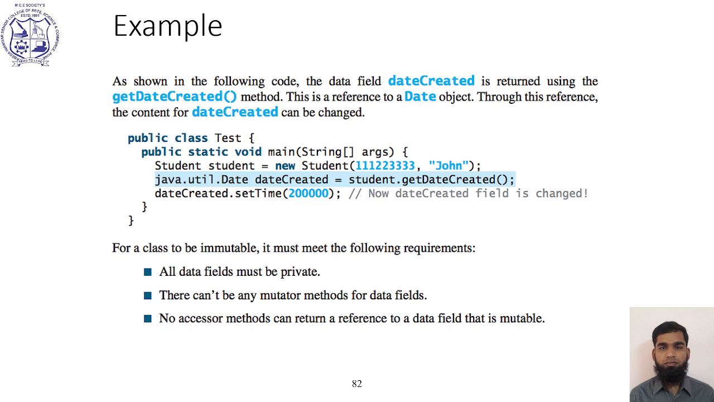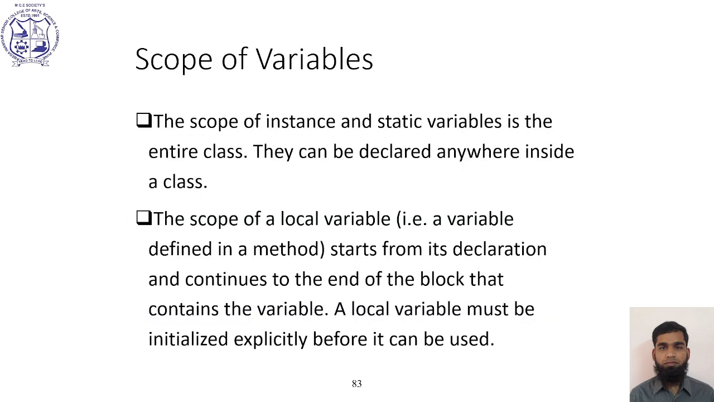For the class to be immutable, it must meet the following requirements. All data fields must be private. There cannot be any mutator methods for data fields. No accessor methods can return a reference to a data field that is mutable.